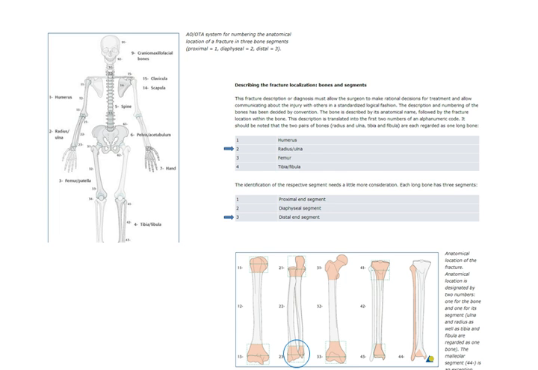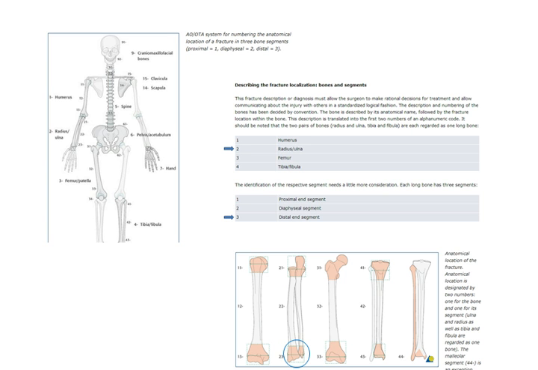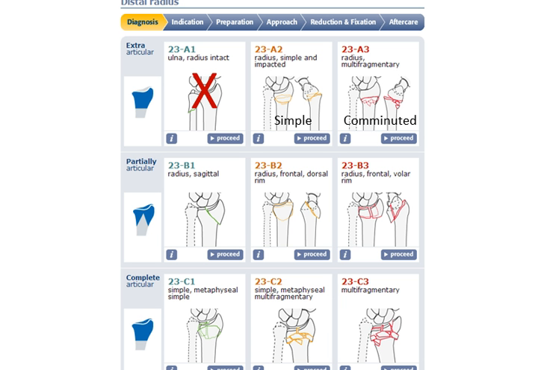So there is a number that precedes this AO classification. This number 2, 3, right? For you all to understand, 2 refers to radius and ulna, and 3 refers to the distal segment. So 2, 3 refers to distal radius fractures and distal ulnar fractures. So 2, 3, A1, right? Not of concern here, since you're talking about distal radius, because 2, 3, A1 refers to ulnar fractures, right? And 2, 3, A2 are extra-articular fractures, which are simple, and A3 are comminuted.